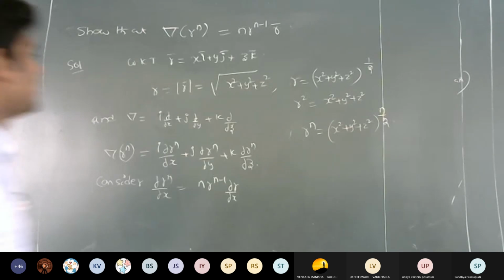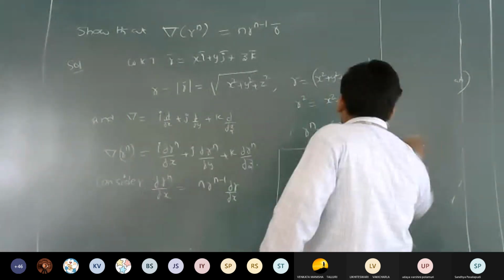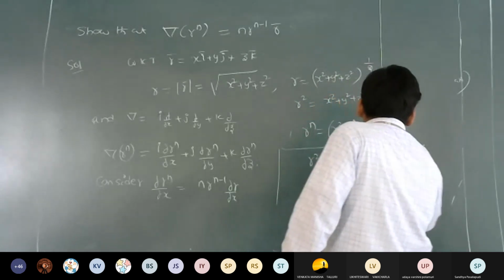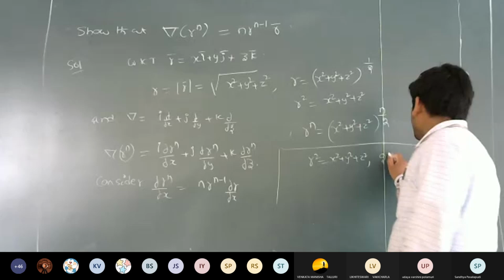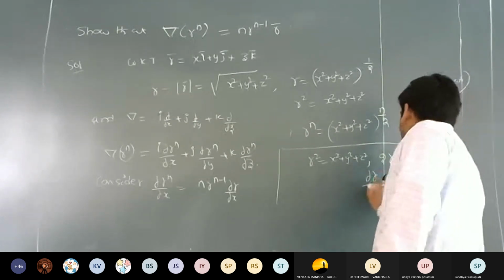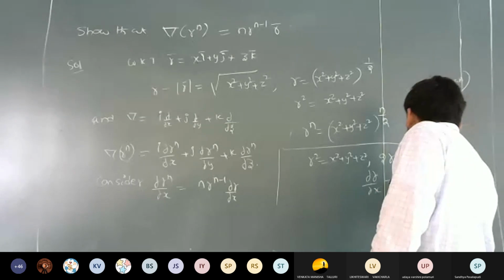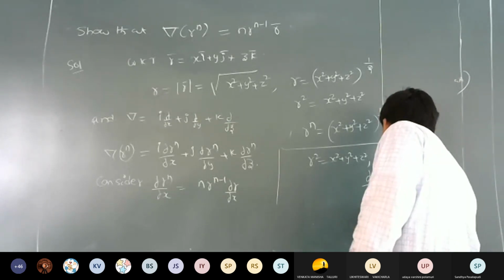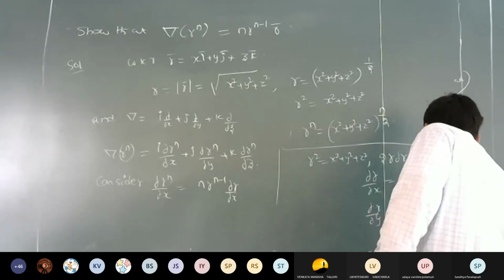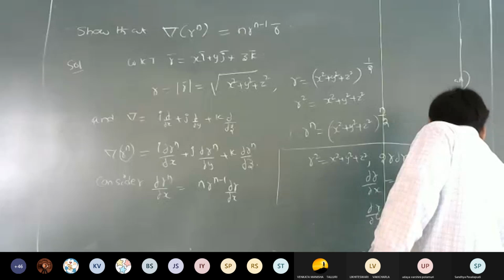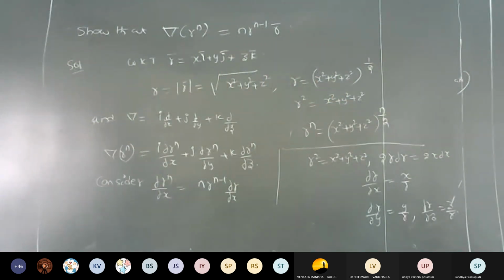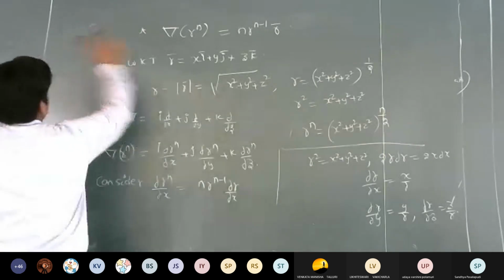So we know that r square is equal to x square plus y square plus z square. Next, differentiate with respect to x on both sides. So 2r dou r is equal to 2x dou x. What is the dou r by dou x? x by r. Similarly, what is dou r by dou y? y by r. What is dou r by dou z? z by r. Is it clear?